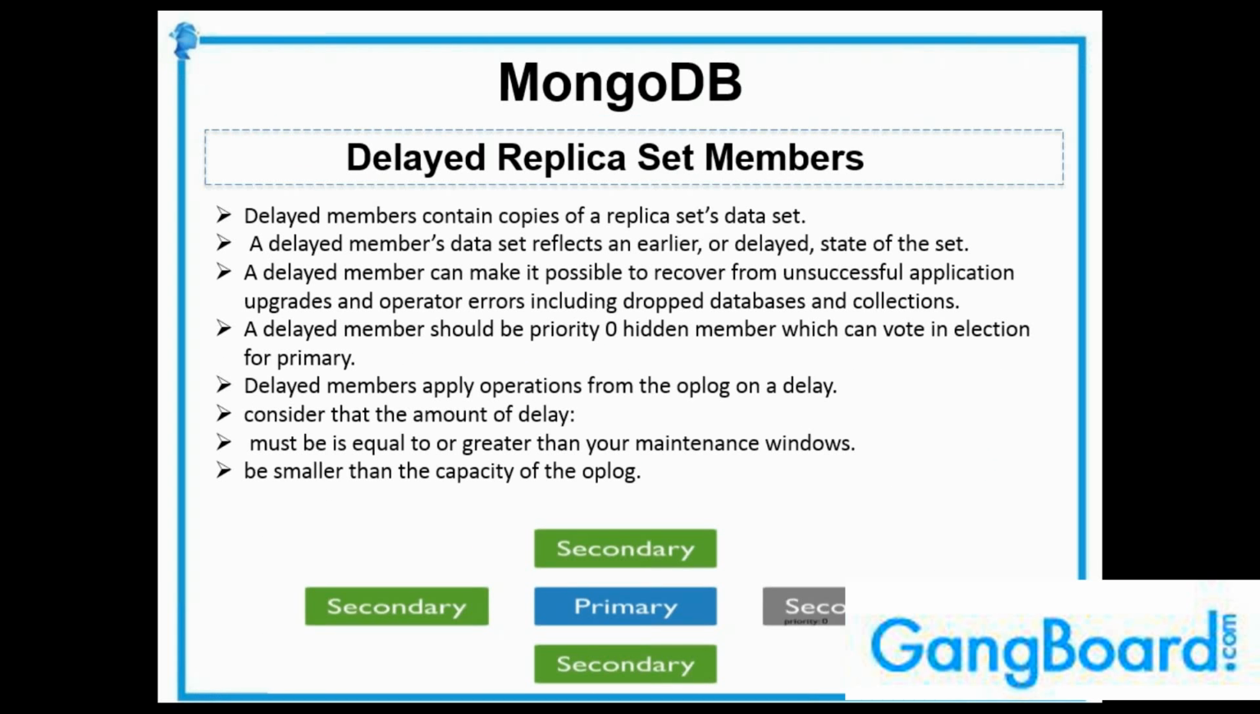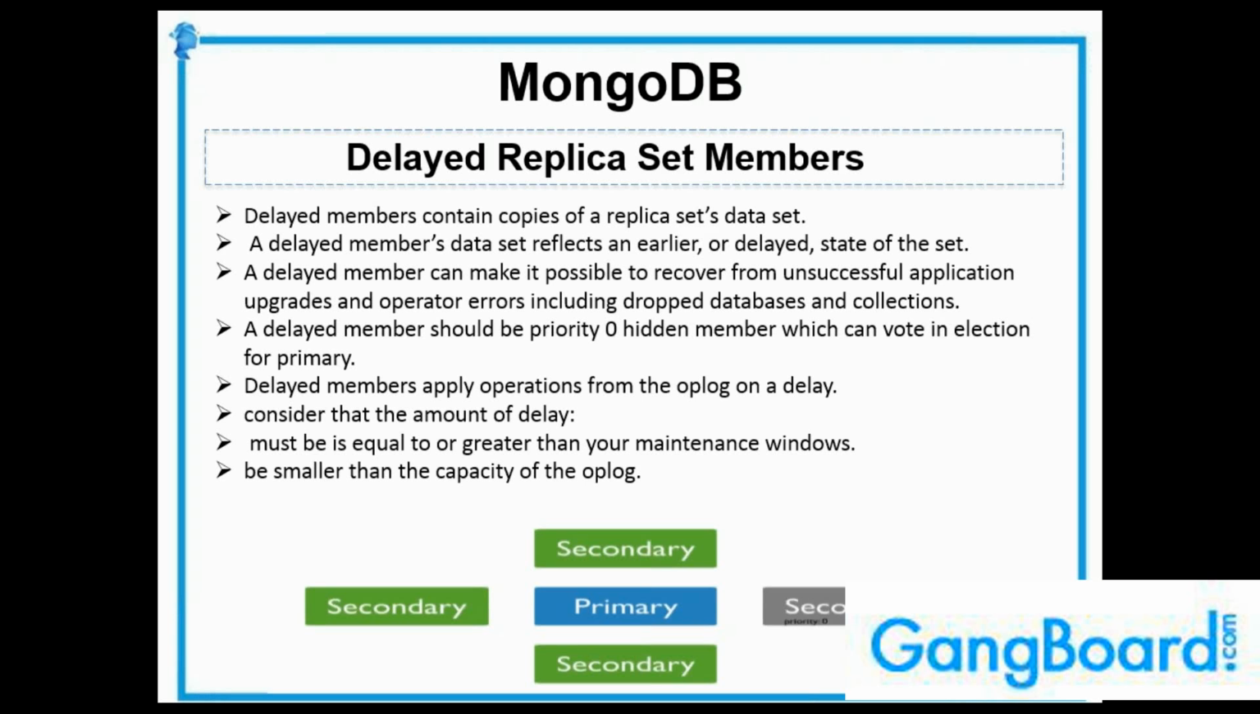Let's say you are dropping one table from the primary. What will happen if you do not have a delayed replica node? Automatically that table will get dropped from the secondaries as well, because whatever you do in the primary will get synced with the secondary.